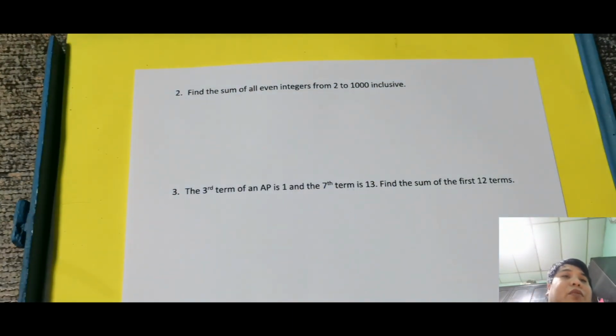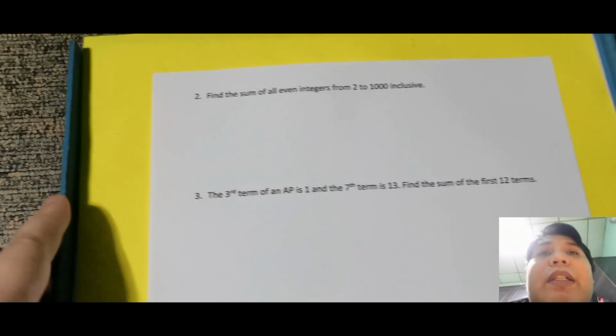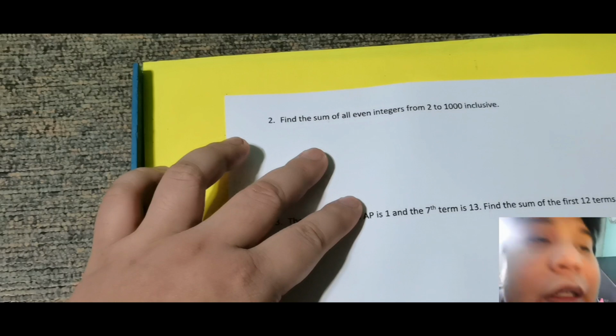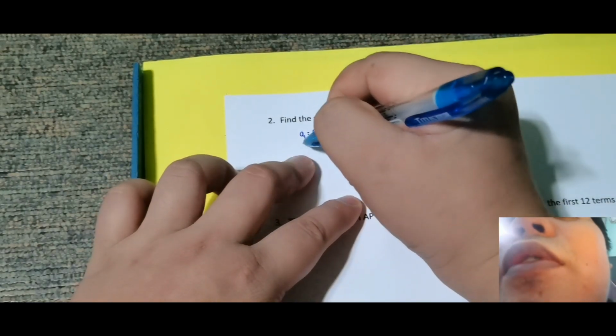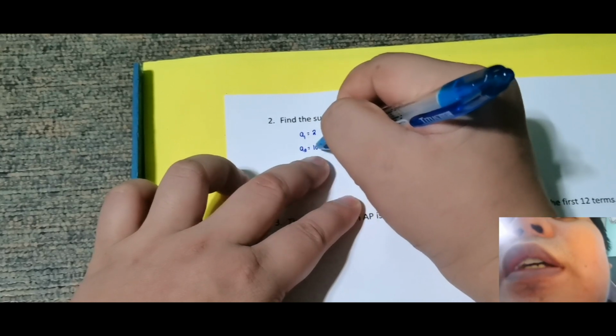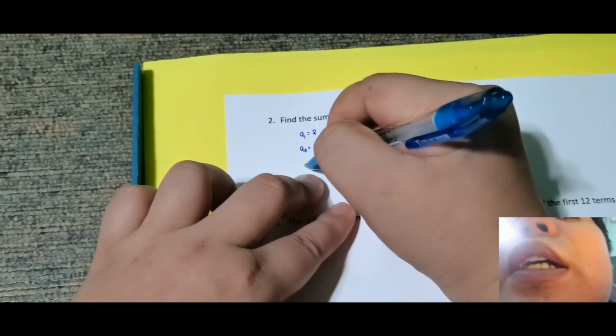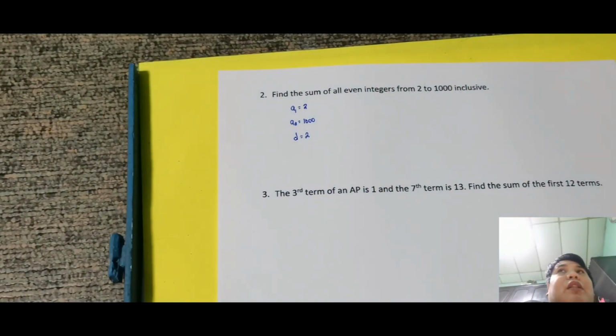Okay, so for number 2, find the sum of all even integers from 2 to 100 inclusive. So dito, given si A sub 1, which is 2, kasi A sub n, which is 1,000. So, hindi ko alam pang ilan yan. Okay, so hanapin natin yung S sub n literal. A sub 1 dito is 2, yung A sub n natin is 1,000. Then yung d natin dito is 2. So, bakit 2? That is even integers, meaning 2, 4, 6, 8, 10, 12. So yung mga difference nila is always 2.